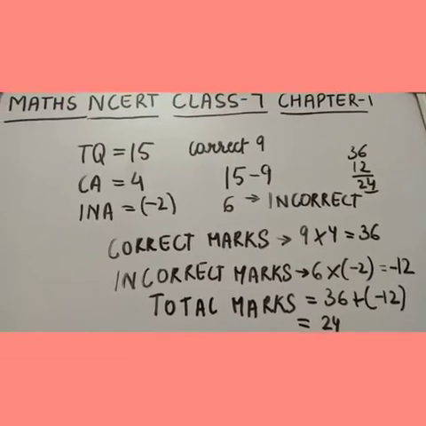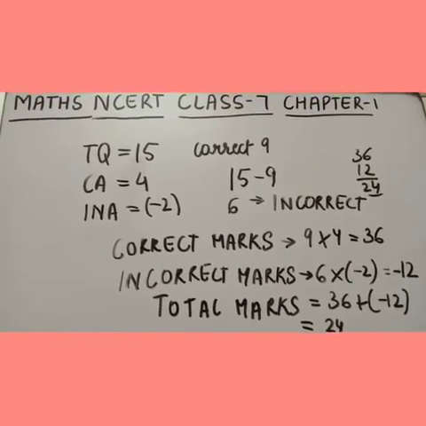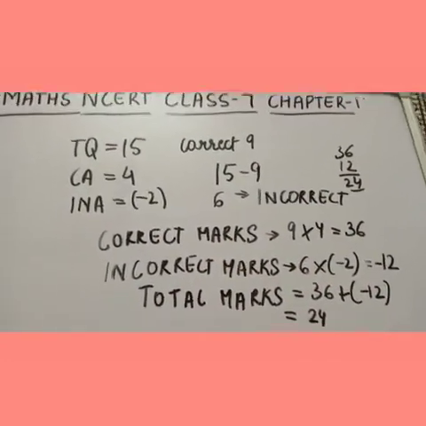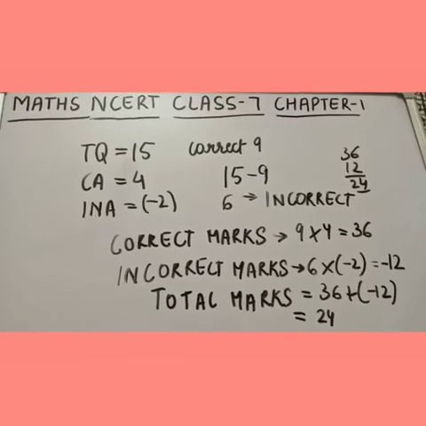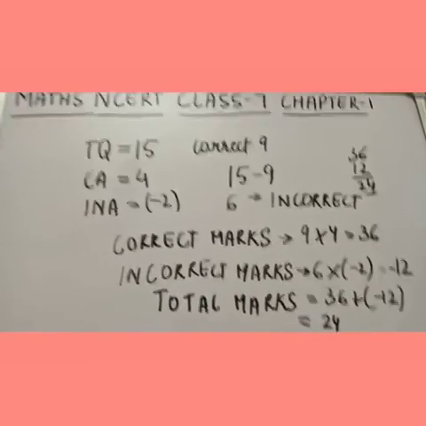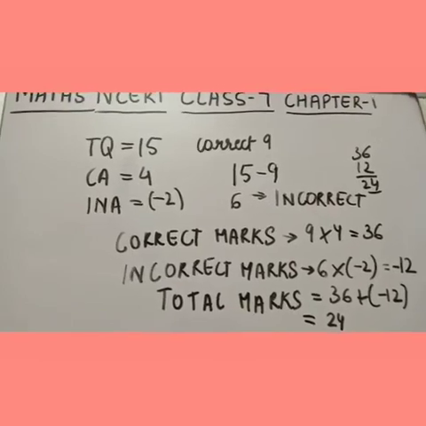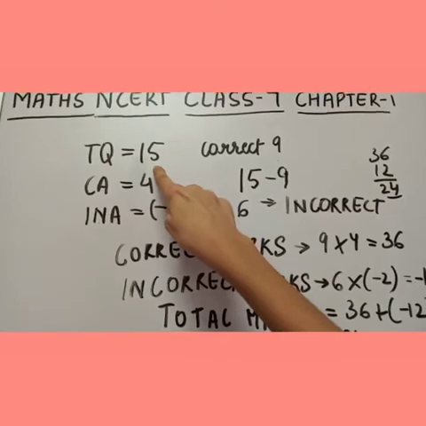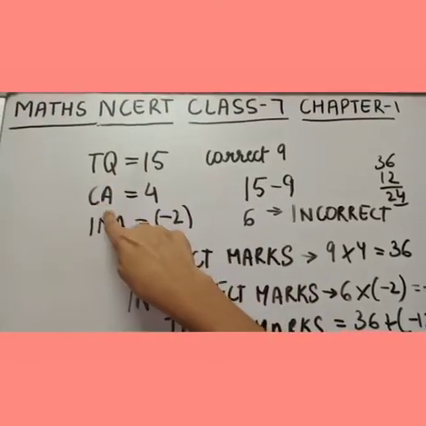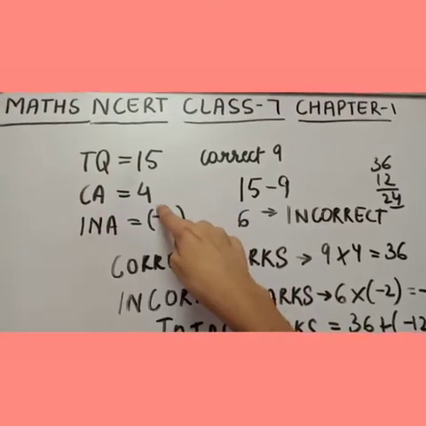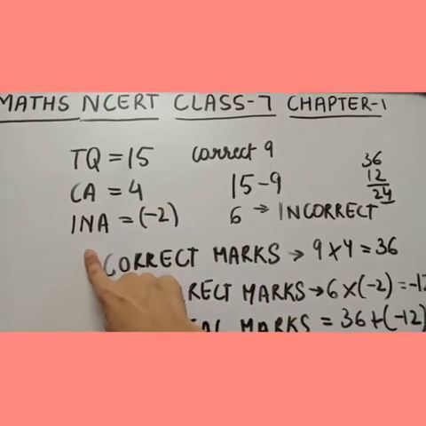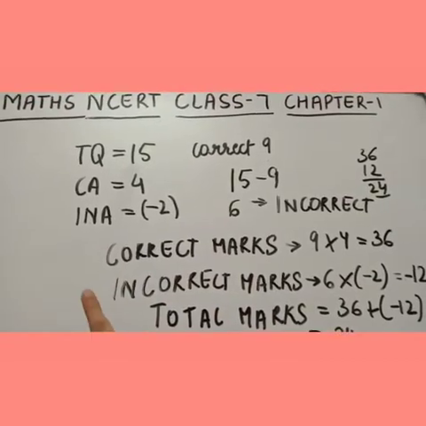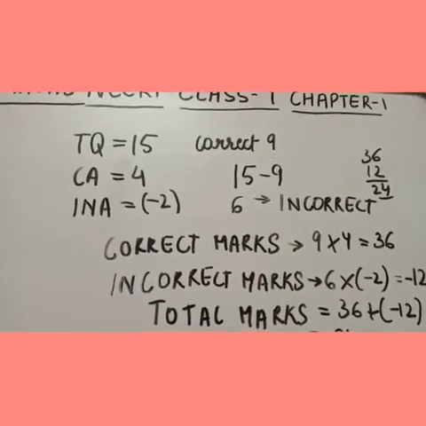Now, whenever you solve this question fairly, this is all for your understanding. And whenever you solve this question in your exam, what will you write? First of all, you will write the total number of questions equals 15. Marks given for every correct answer, 4. Marks given for every incorrect answer, -2. And then you will write down the first part like this.